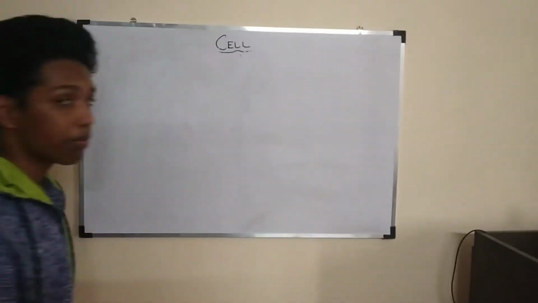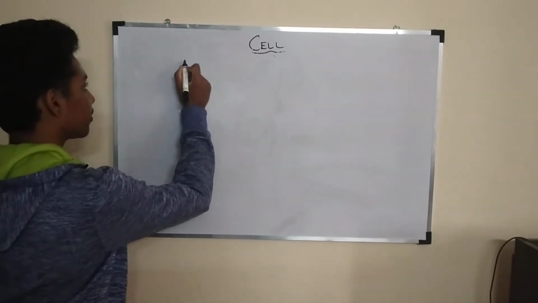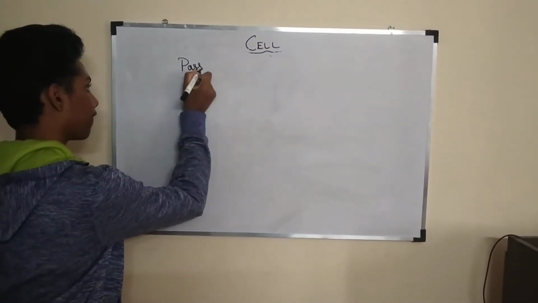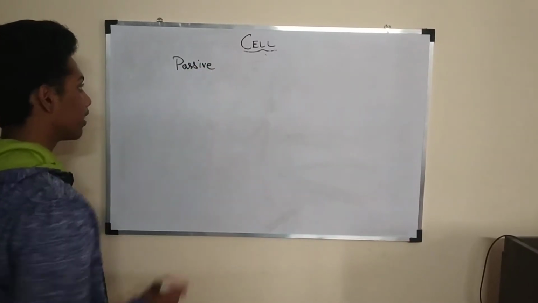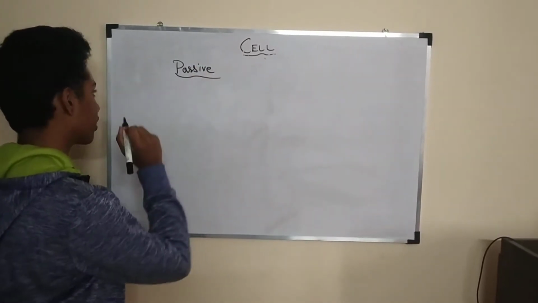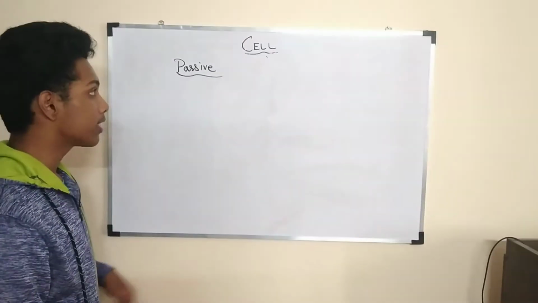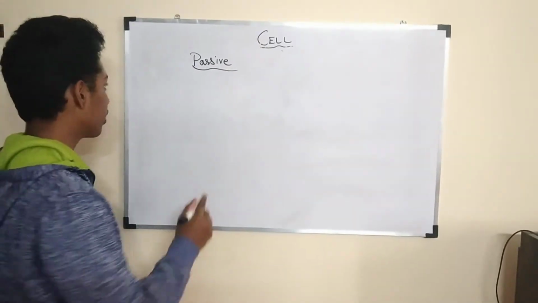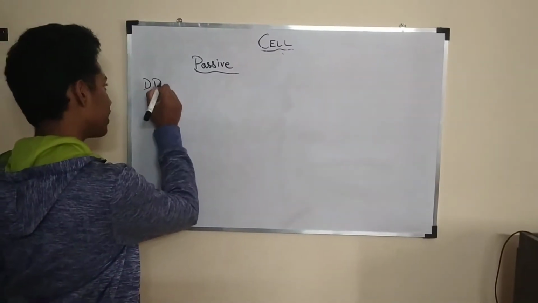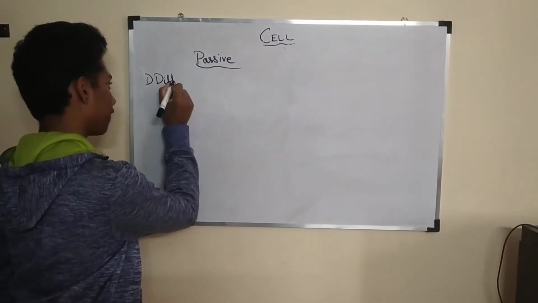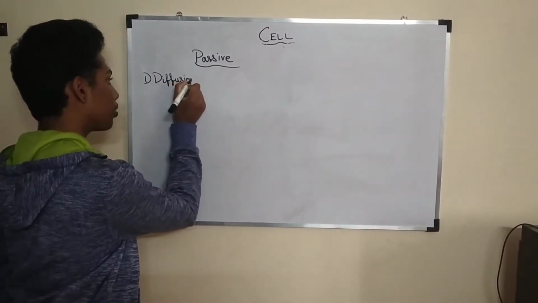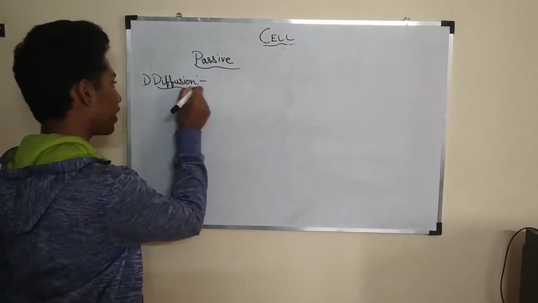Now moving on to the types of passive transport. Passive transport can be of two types. As we've seen, passive transport means it requires no energy. One type is diffusion. I'm sure that you have heard about diffusion, but let me just explain even if you don't know.